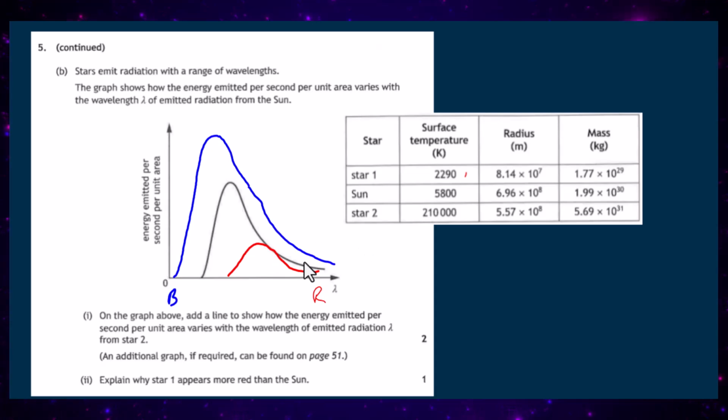And you can see once again the area is a lot smaller. It's not giving off as much energy, and also the peak wavelength has shifted over towards the red. So that's why star 1 appears much redder than the Sun: because it's a cooler star, most of the energy emitted is going to be in the red end of the spectrum.